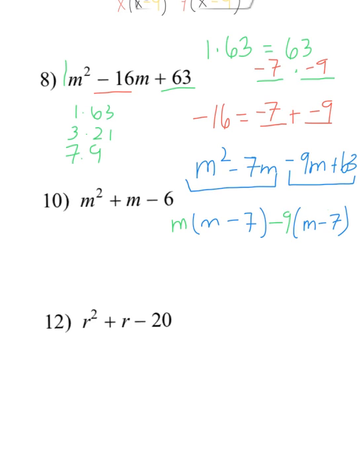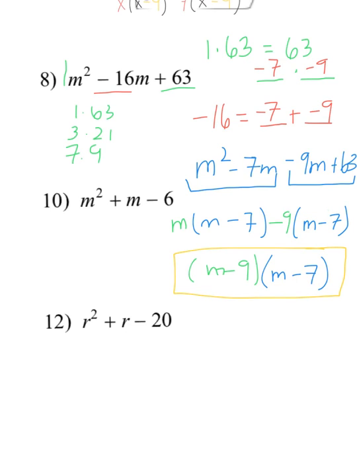So we're going to take whatever's on the outside of the parentheses and put them on the inside of one parentheses, which is going to be m minus 9 times, and then whatever the other parentheses is, m minus 7. But we only take one of the two. So this is our final answer. This is the factored form. So when it says to factor a trinomial, you're going to get a product of two binomials.